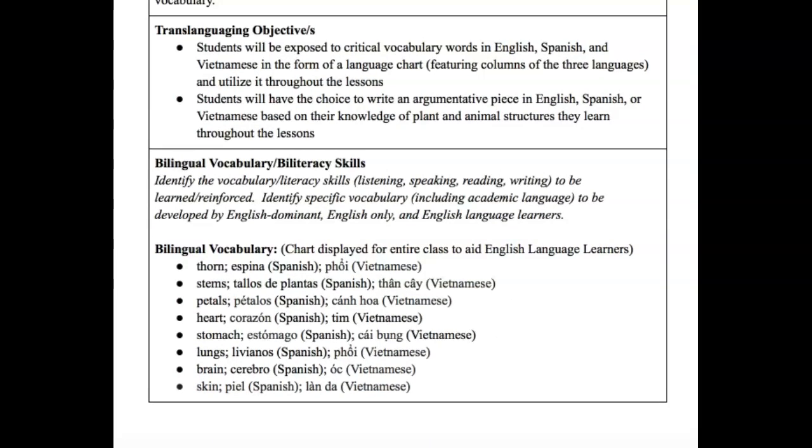They are: students will be exposed to critical vocabulary words in English, Spanish, and Vietnamese in the form of a language chart, which will feature columns of the 3 languages and utilize it throughout the lessons. Students will have the choice to write an argumentative piece in English, Spanish, or Vietnamese based on their knowledge of plant and animal structures they learn throughout the lessons.